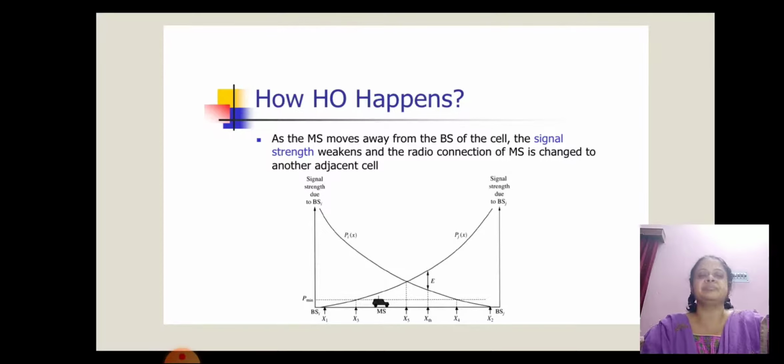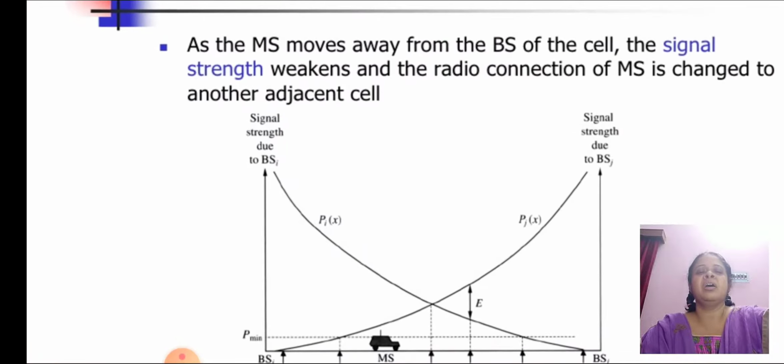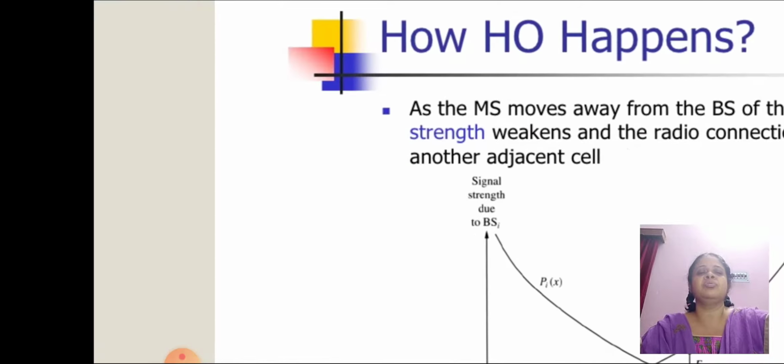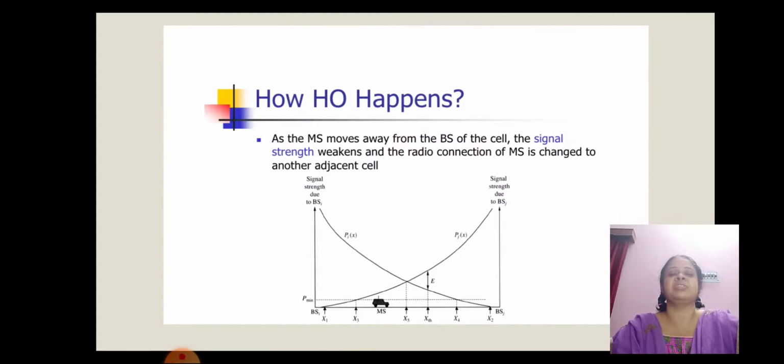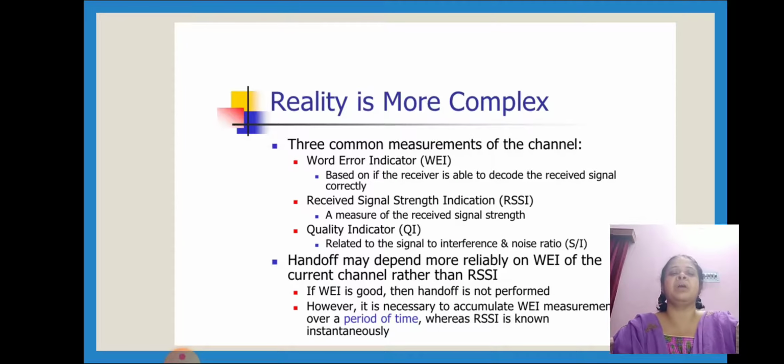As the mobile station moves away from the base station of the cell, the signal strength weakens and the radio connection of the mobile station is changed to another adjacent cell. This is how the handoff happens. This is a curve showing the signal strength due to handoff. What is the cause, or what is the effect on signal strength? Now actually we will see reality is more complex.